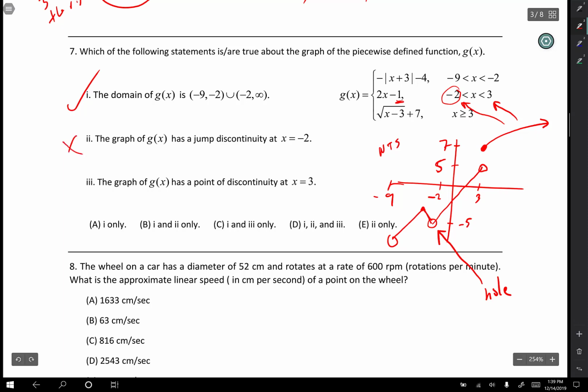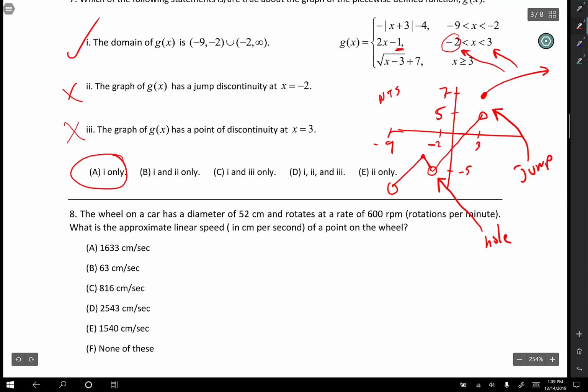The graph of g(x) has a point of discontinuity at x equals 3. This is called a jump. There's a gap there. So that is not a point of discontinuity. That is a jump. So there it is. The only one that's true is number 1. All right, let's keep going.